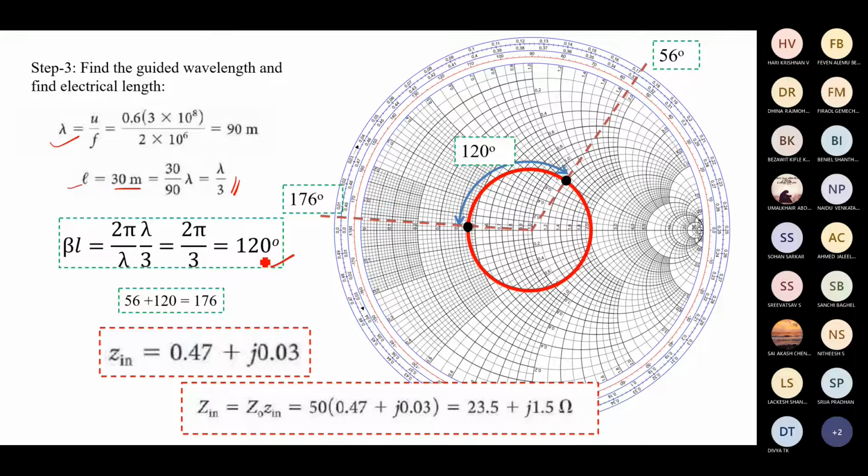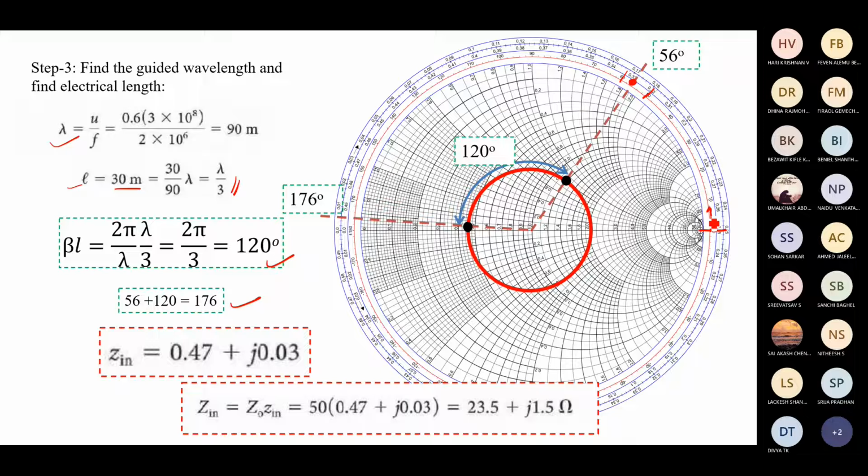This beta L distance we have to move. We already know the 56 degree, how it is plotted. We have taken a scale, we have moved 10, 20 and up to 50. This is 60. In between that, this point is selected. So this is the 56. This is the initial point of the impedance. Now we just have to add 120 degree to that. When you add 120 degree, you will get 176. So here to here 176 we have to search.